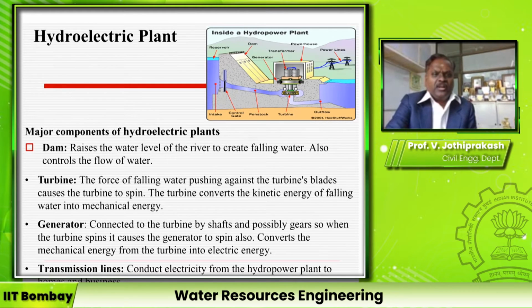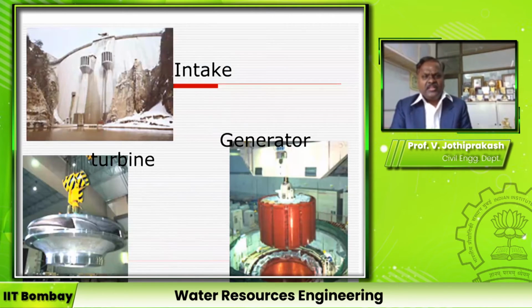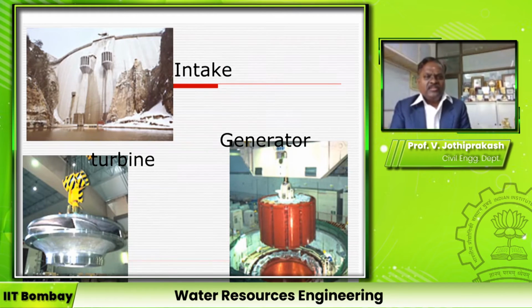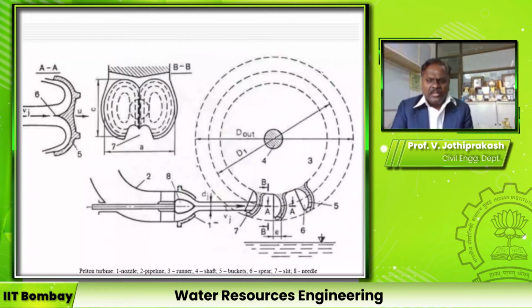These are all important components of a hydroelectric power plant, and then the electricity grid. Right? This is a closer view of the intake structure, turbine and generator. The water which is coming through the penstock is made to impinge on a series of cups mounted on a shaft, and these cups will have different shapes depending upon the type of turbine.